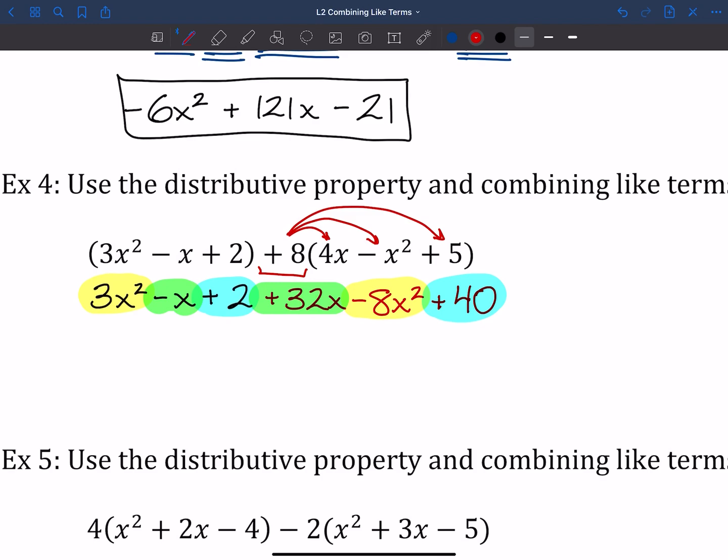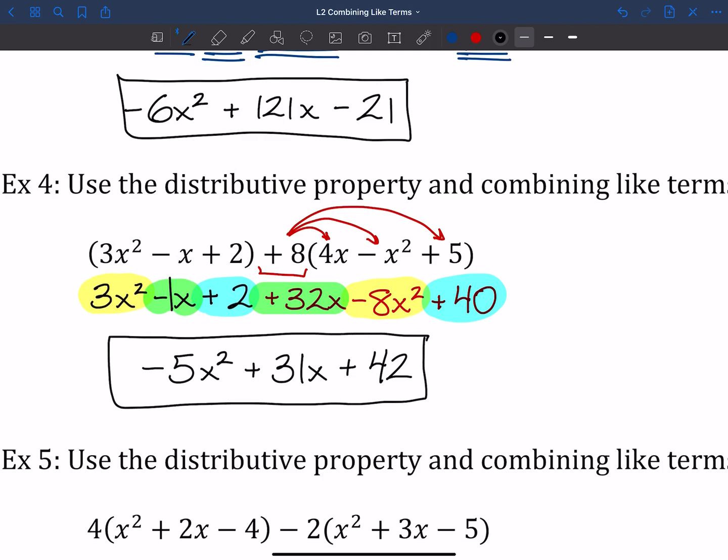When I'm looking at the stuff in yellow, those x squareds, if I had 3 and then I'm taking away 8, I'm now at negative 5 x squareds. Again, not changing what they are, just changing how many I have, right? That coefficient is changing. Then if I'm looking at the x's in green, I had negative 1x, and then I added 32, so I'm going to end up at positive 31 x's. And then as for the stuff in the blue, we got 2, and then we're adding 40, which is 42. All right, and again, once we get here, that's all we're looking for, right? We distributed, and then we combined like terms, and then we're done.